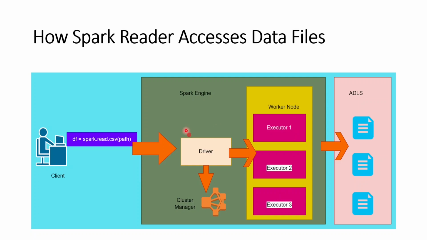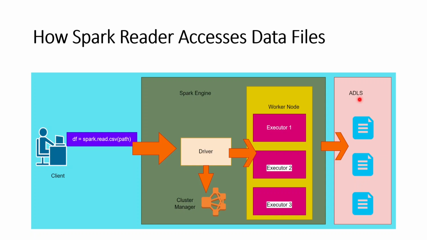Now whenever the driver receives the program from the client application, it optimizes it, then submits one small portion of the work to the executor on a worker node. Then the executor will connect to ADLS and start reading the data in parallel. Each executor consists of a number of cores. Each core will start consuming the data from external storage in parallel, as long as the file is in a splittable format. So for parallel reading, the important concept is that the file should be in a splittable format.